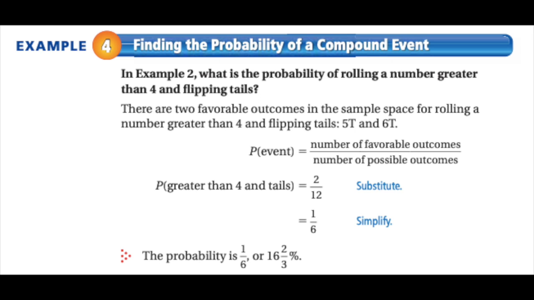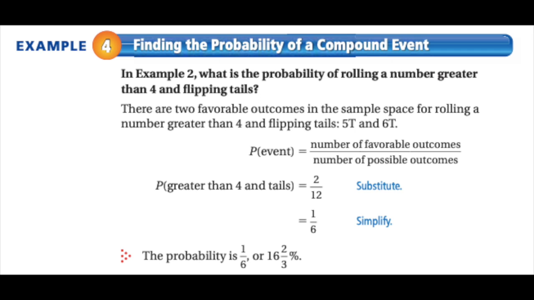For this, you go back to that graph that we created, and we can see that there's a 5T and a 6T. Rolling a 5 and getting a tails, and rolling a 6 and getting a tails. Those favorable outcomes, that's 2 out of 12. There were 12 possibilities. So that simplifies to 1/6. All right? So that's one way to be able to find that out.